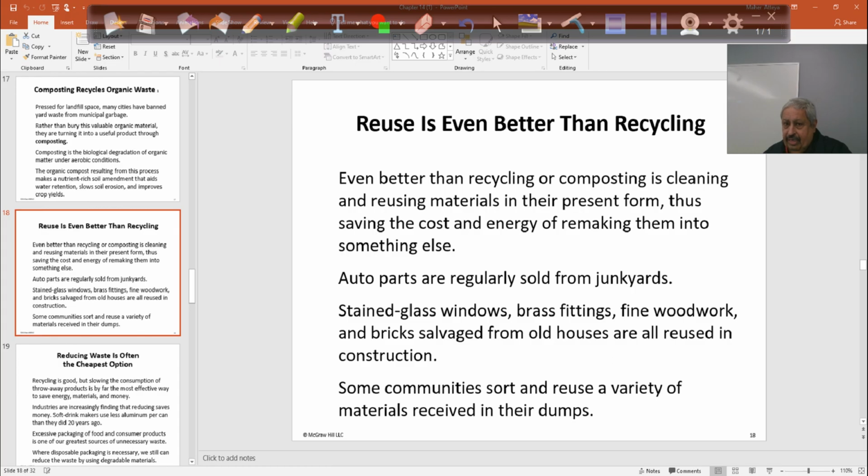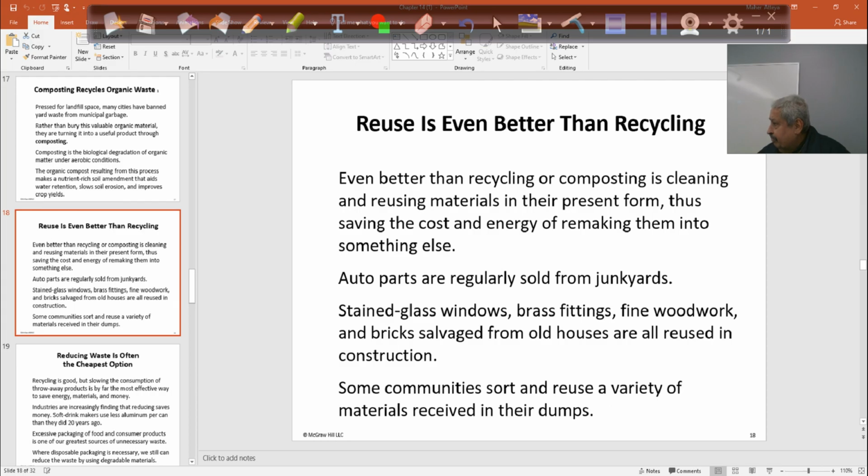Reuse is even better than recycling or composting. Composting, you let the bacteria help you do the job. Some bacteria in the air will feed themselves on this waste, especially agricultural waste. But reusing is better than recycling. Not every time can you reuse the waste as is, you have to work on it to reuse it. But if you have the opportunity, reusing will cost you less energy.